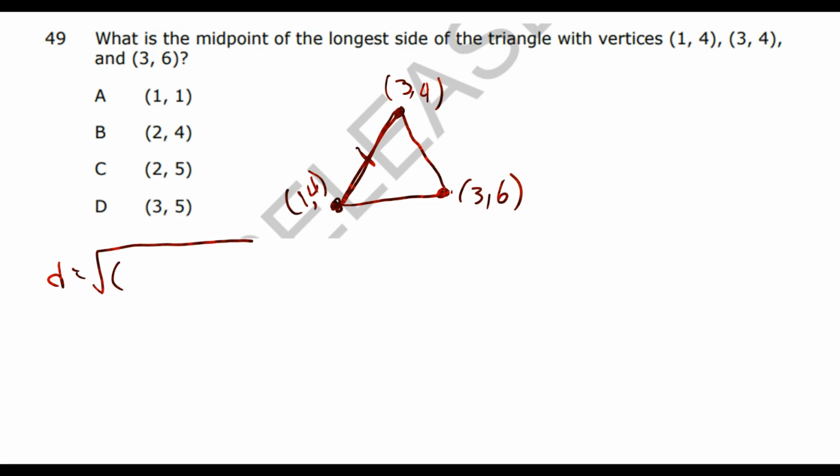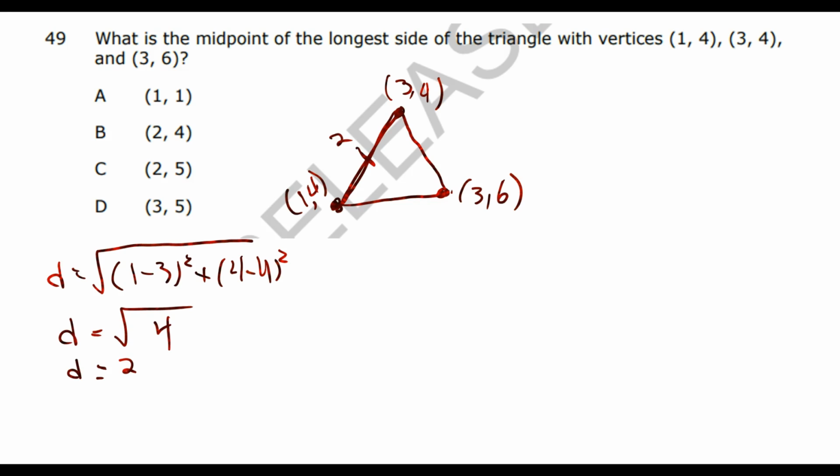So we have D is equal to the square root of (1 minus 3) squared plus (4 minus 4) squared. And so we get D is equal to the square root of, 1 minus 3 is negative 2, so that's 4. And 4 minus 4 is 0. It's 4. So D is equal to 2. All right. So that's 2.